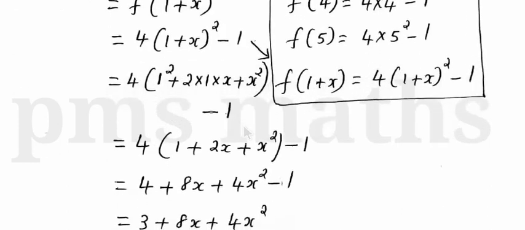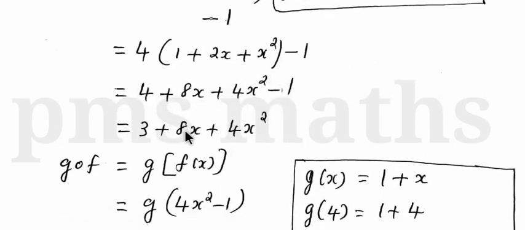Then simplify. Here 4 into, this is nothing but a plus b whole square form. A plus b whole square is nothing but a square plus 2ab plus b square. Here a is 1, so a square is 1 square. 2 into a is 1, b is x, plus b square. B square is x square. Then put this minus 1. Then simplify. 4 into, here 1 square is 1. 2 into 1 into x is 2x plus x square is x square. Here minus 1 is minus 1.